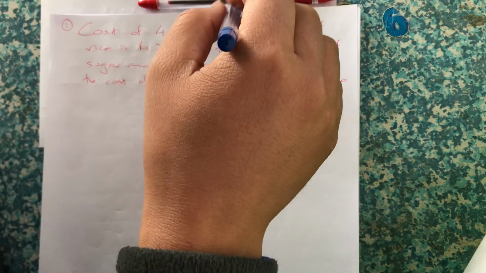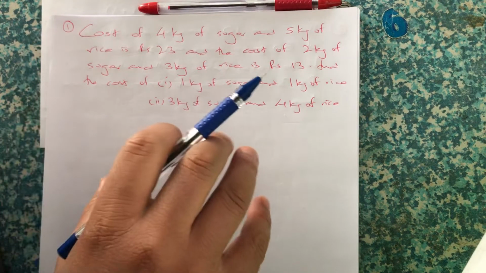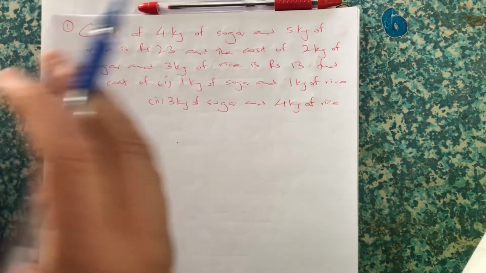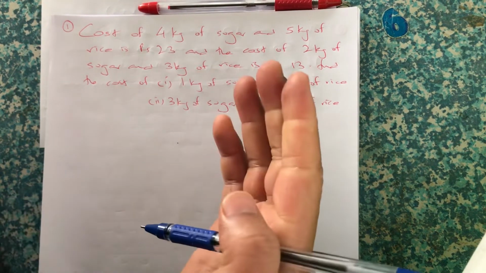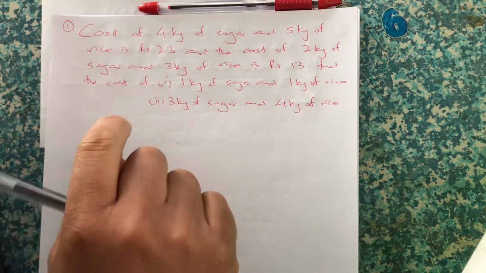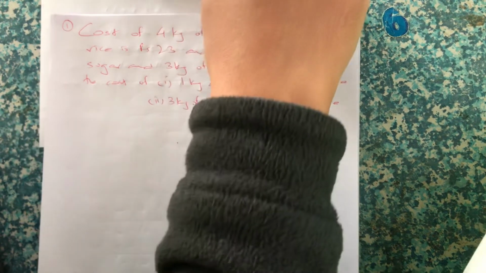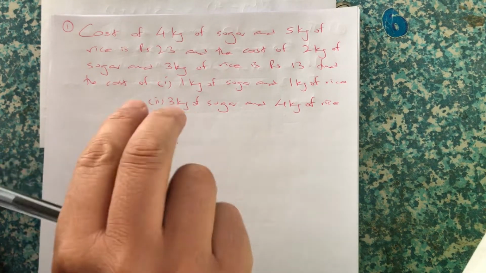Now, today's topic will be a continuation of your simultaneous linear equations word problems. We have already finished the sum of two numbers and their difference. That type of sums we've already covered in the previous tutorial. So today we'll be discussing another type of question in your simultaneous linear equation word problems.